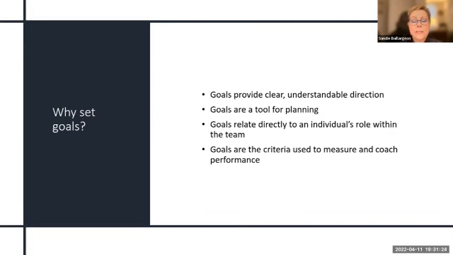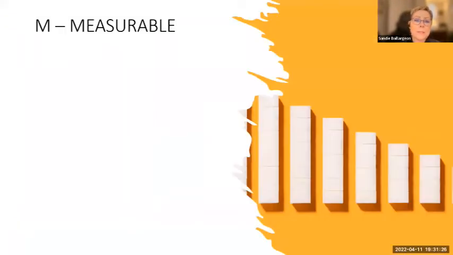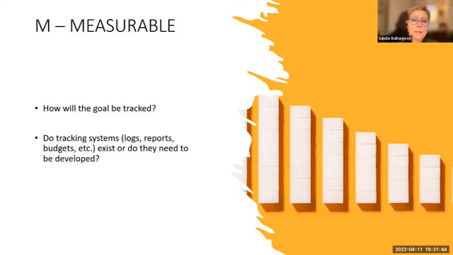Goals are the criteria used to measure and coach performance as well. So you need to determine how they will be tracked, so how the measurements are. And it's very important to make sure that the cost of the measurement isn't outrageous, so it doesn't overtake the actual goal itself. Do you use tracking systems, for example, logs, reports, budgets? Do they exist? Have you worked on a budget?